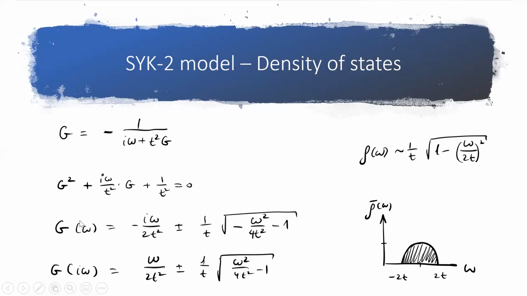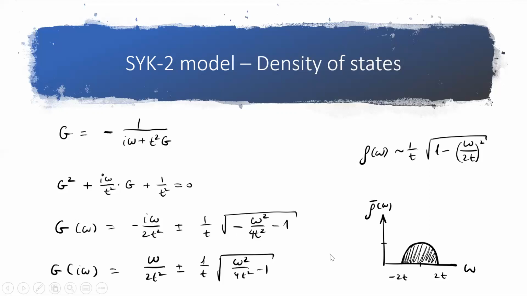Now, this is for real omega, and if we want to find the density of states, for example, we need to plug in i omega instead of omega, and this makes the first term real, and the second term, the term in the square root, can be either real or imaginary, depending on whether omega squared over 4t squared is larger or smaller than 1. So if we want to find the density of states, we need to take the imaginary part of this. And therefore, the density of states is non-zero only when omega squared over 4t squared is less than 1. And this gives us this semicircle shape for rho, for the density of states.